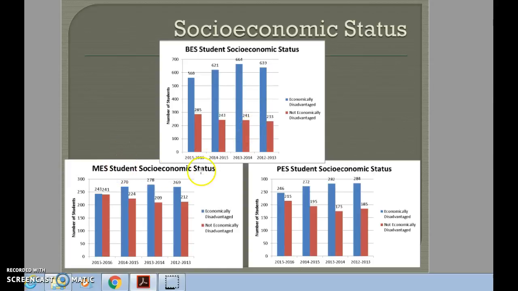And our other schools in our district, MES and PES, their differences between their economically disadvantaged and not economically disadvantaged is not near as wide as our demographics show for our school. So we are serving a population of students who are, for the most part, economically disadvantaged in our school district.